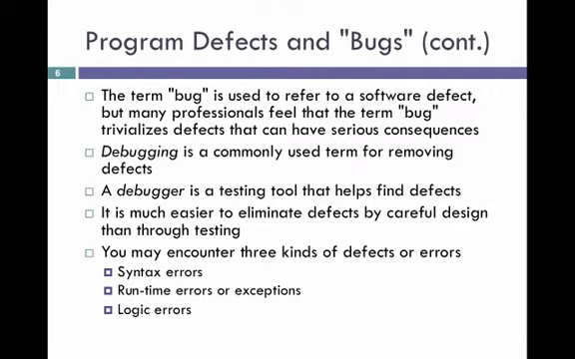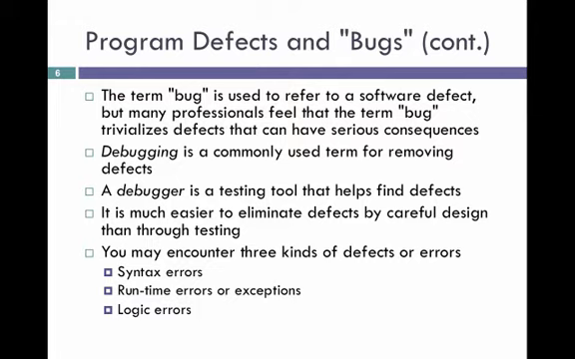Now, the term bug is used to refer to software defects. Some people think that term trivializes the significance of bugs in software. Debugging is the term for removing defects, and a debugger is a testing tool that helps you find these defects. I hope you've learned how to use a debugger in your prior class, and I'm going to encourage you to learn to use that this semester. If you haven't, I think that's a very valuable tool that you want to know how to use. Now, it's much easier to eliminate defects by careful design than it is through testing.